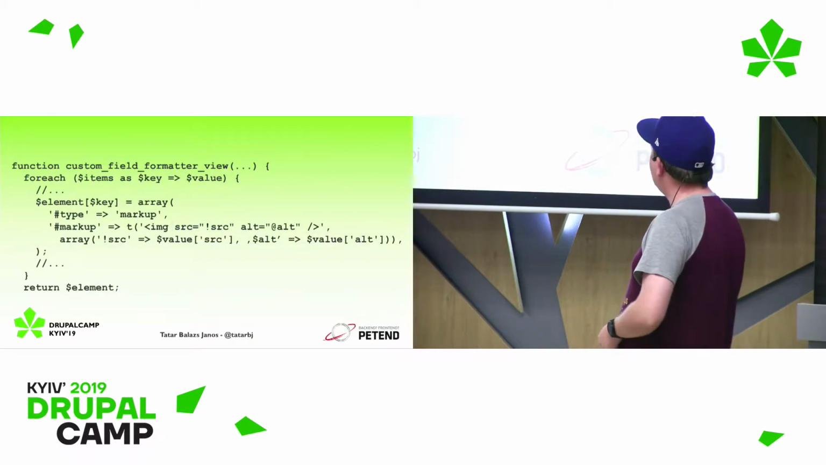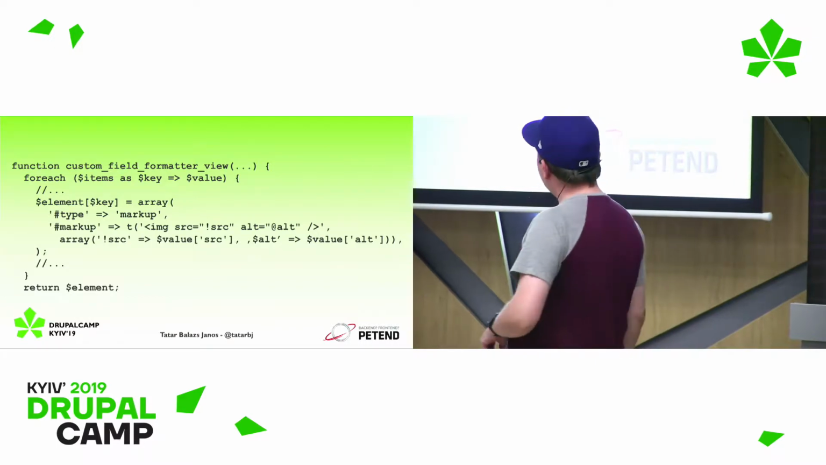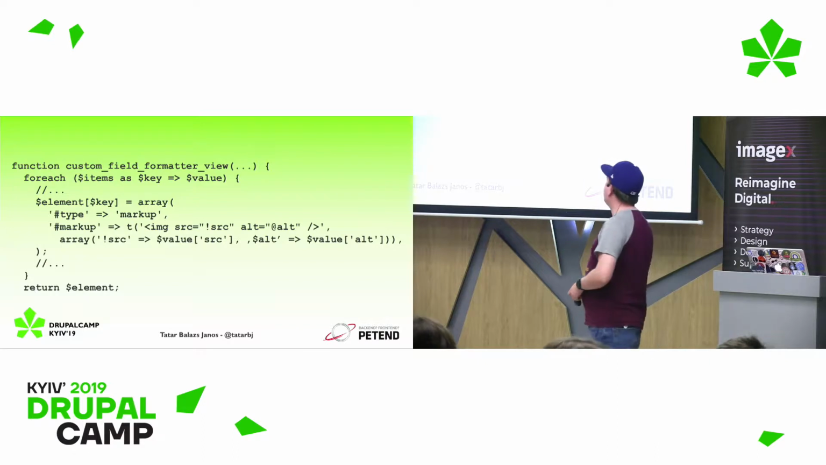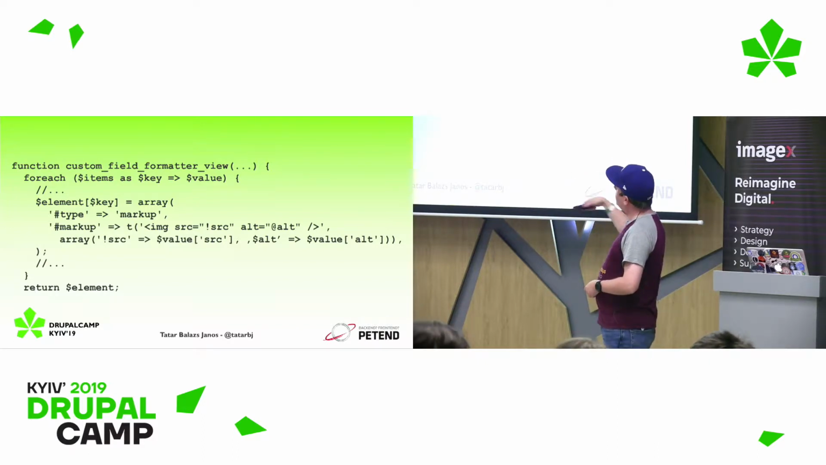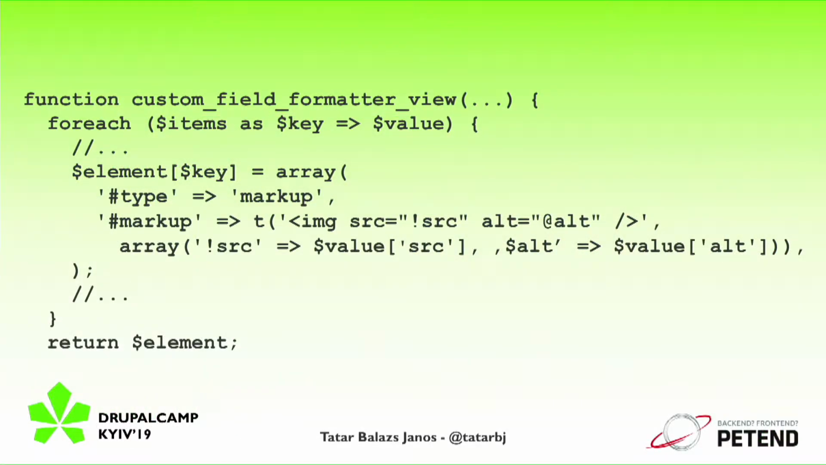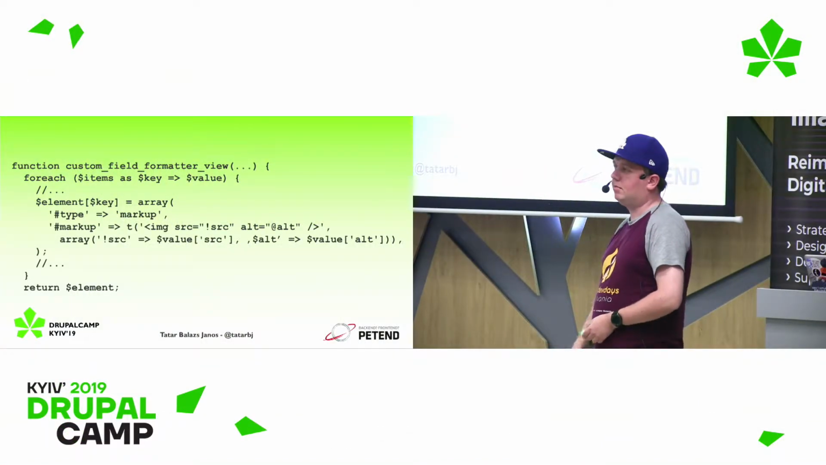Let's see. Here is the first one. It's Drupal 7. We have a field formatter view implemented somewhere in a custom module, right? We iterate on all the items, and we somehow decided to use the img HTML tag and put the src and the alt in the output like it is written. You might say that with the exclamation mark and with the @ characters, there can be some issues.